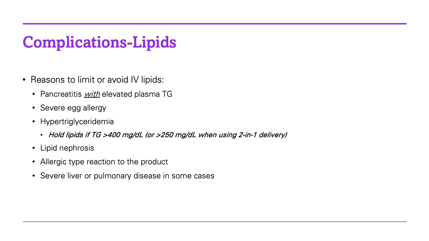And then we can also limit or avoid IV lipids in patients with severe liver or pulmonary disease in certain cases. So depending on the severity of the issue, often decreasing the infusion rate of the lipids will correct the issue, or even just holding the lipids for a few hours. If the issue continues, hold the lipids until it resolves. And then when we restart lipids, we can begin at a slow rate on a cyclic regimen to avoid recurring problems.